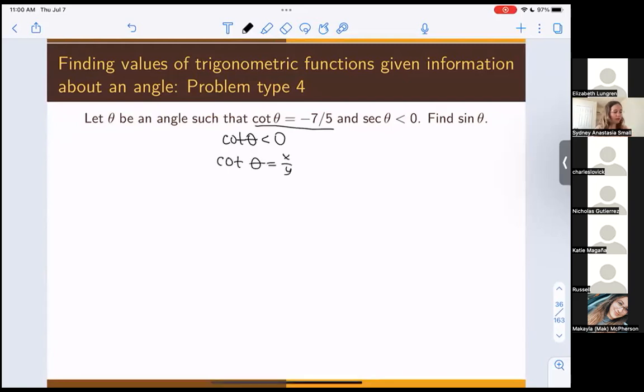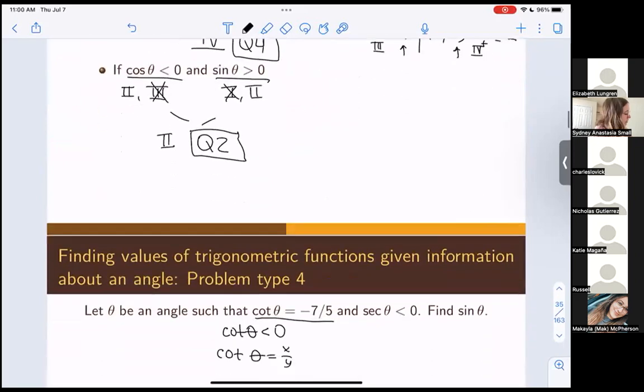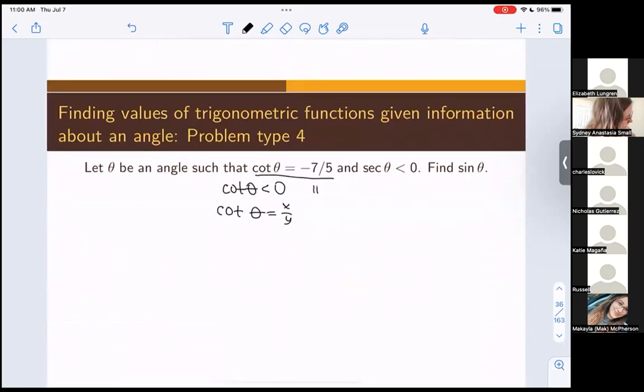So the cotangent will be negative when x and y have opposite signs, just like tangent above. And from what we did here with this division, we know that the cotangent is negative precisely in quadrants 2 and 4. So let's make a note of that, because we're trying to figure out which quadrant our angle's in so we can draw it. Okay, so just based on this little piece of information here, we've narrowed down 2 quadrants our angle could be in. Let's use this third piece of information to figure out which quadrant it's in.